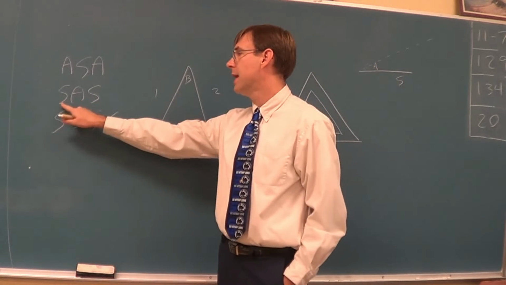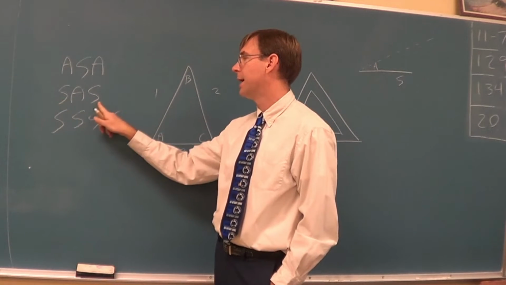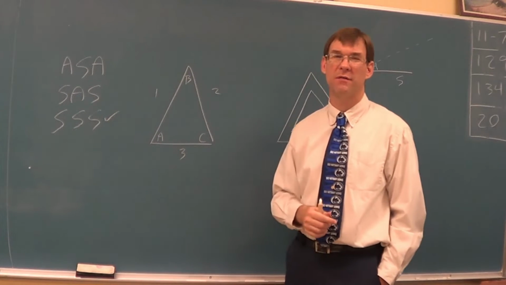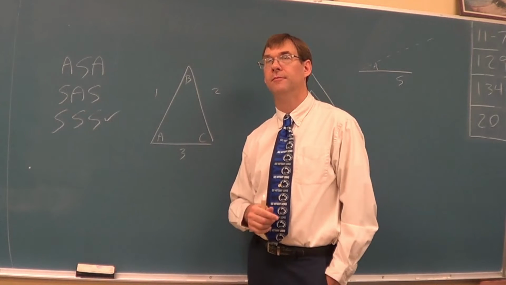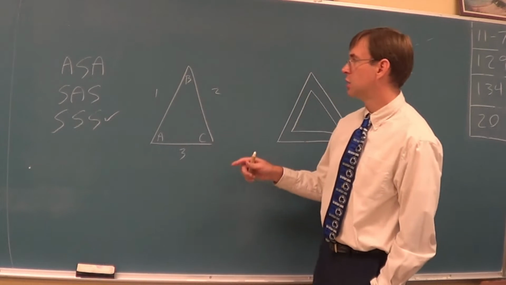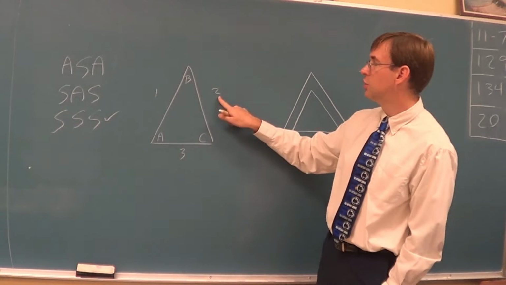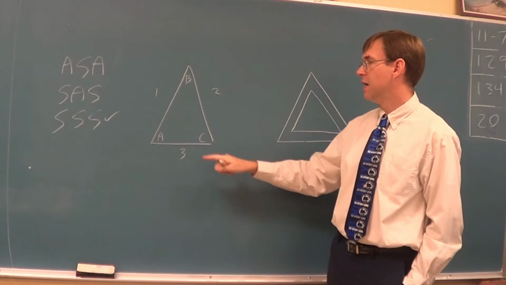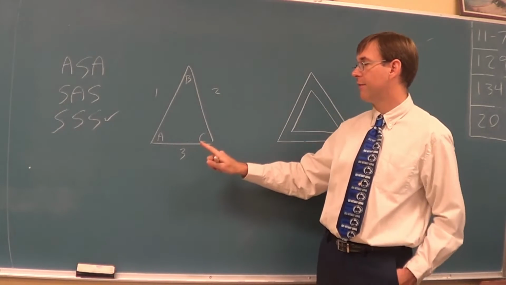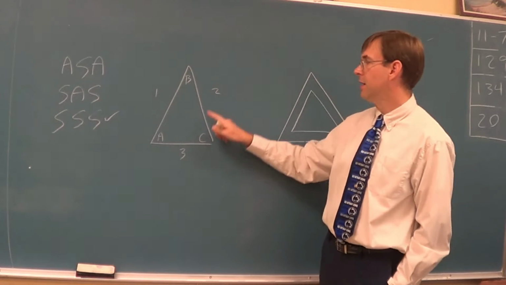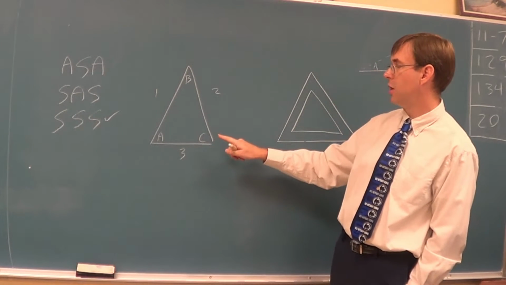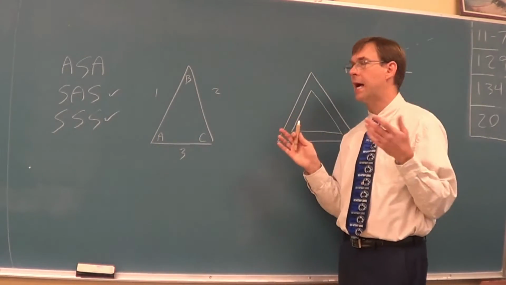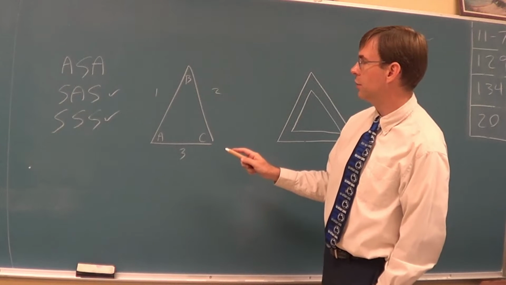SAS. Okay, so this is me telling you about 2 sides and 1 angle, but the angle has to be, what was a word from previous lesson? Included. So if I'm talking about sides 1 and 2, I have to be talking about angle B. If I talk about 1 and 3, I have to be talking about A. If I'm talking about 2 and 3, I'm talking about C. Okay, so SAS, it's 2 sides, any 2 sides, but the angle has to be the included angle.